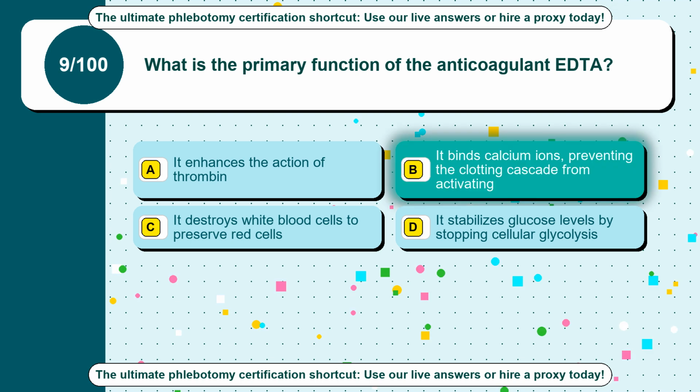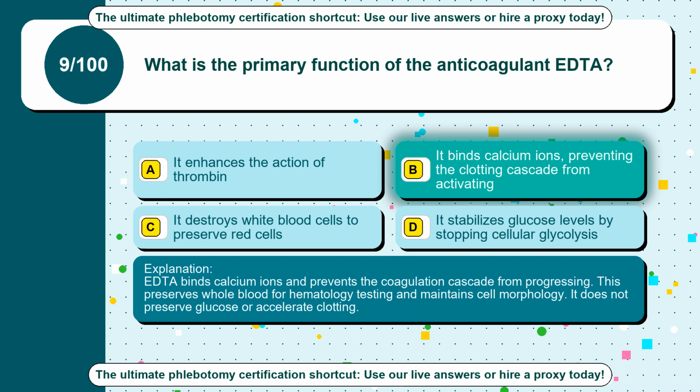The correct answer is option B. It binds calcium ions, preventing the clotting cascade from activating. EDTA binds calcium ions and prevents the coagulation cascade from progressing. This preserves whole blood for hematology testing and maintains cell morphology. It does not preserve glucose or accelerate clotting.